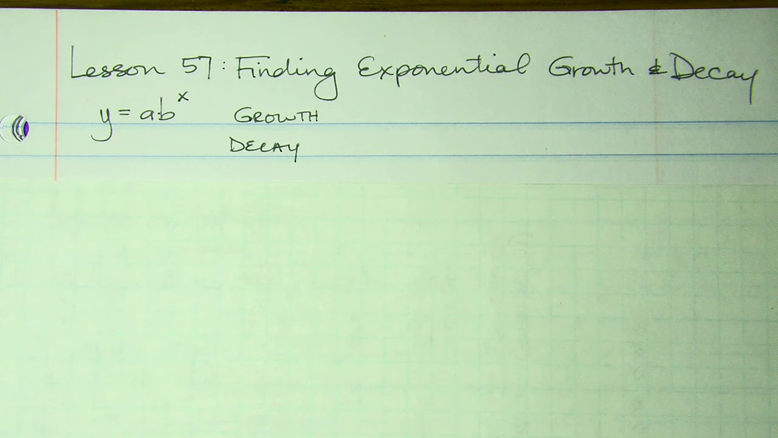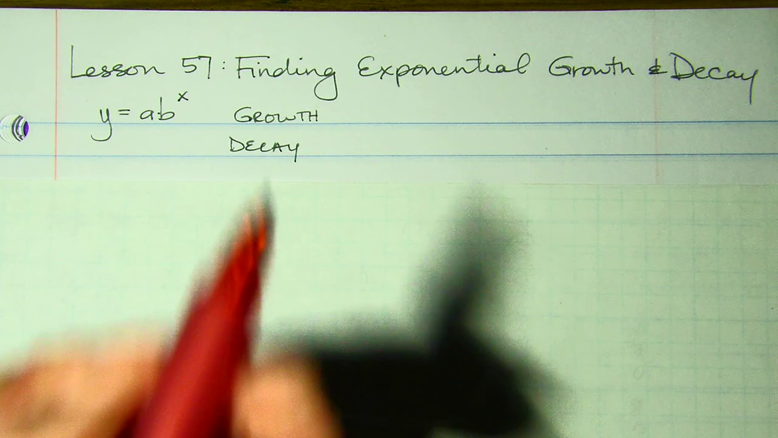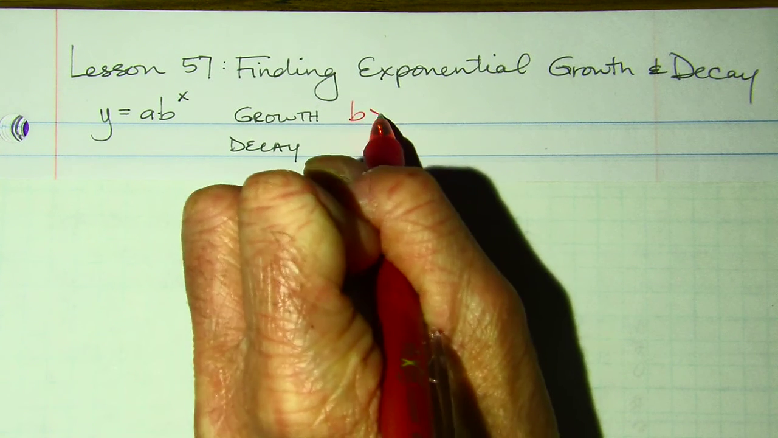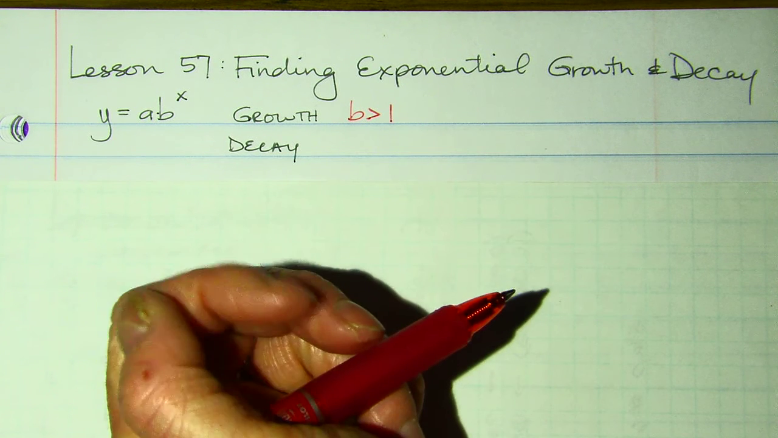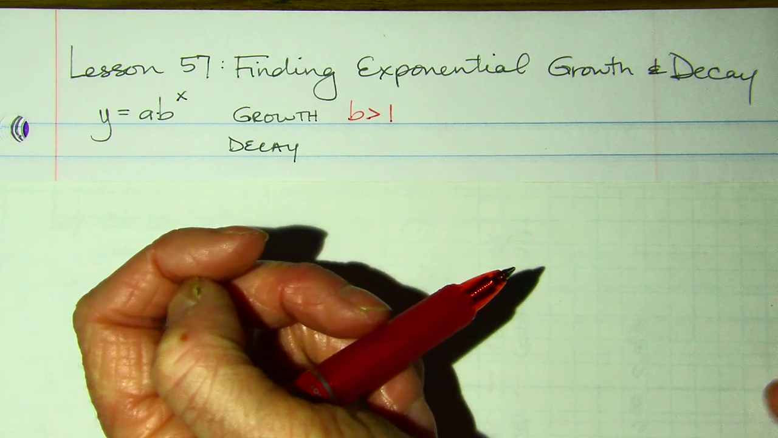Notice your exponent is x, so it makes it exponential. Now there are two kinds, growth or decay. Growth is something obviously that's growing over time, but this is when your base is greater than 1. So, for example, it'd be if it's 1.5 or 8 or 20.